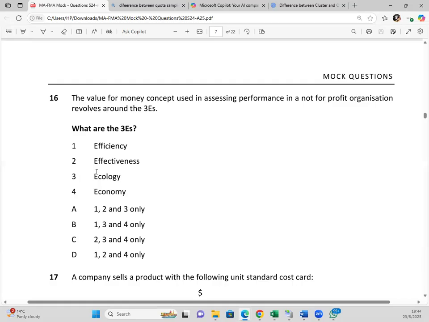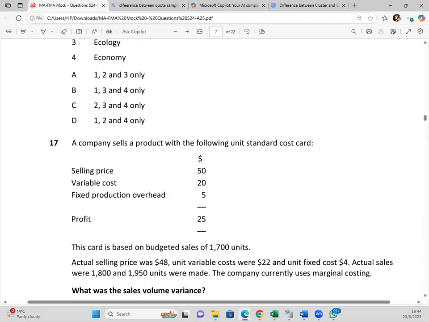They don't measure their performance based on profit, but they measure their performance based on effectiveness. If they have hospitals, are they managing to provide treatment? So that is effectiveness. And economy is being able to save costs. We should do it at the minimum cost. So those are the 3 E's for value for money. Ecology, that one is just about concern for the environment. It's not part of the value for money.